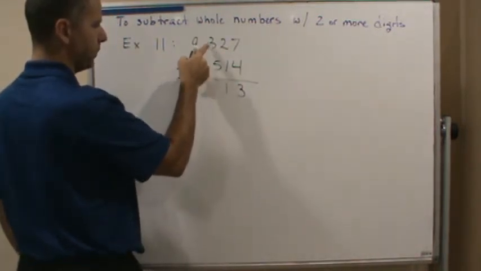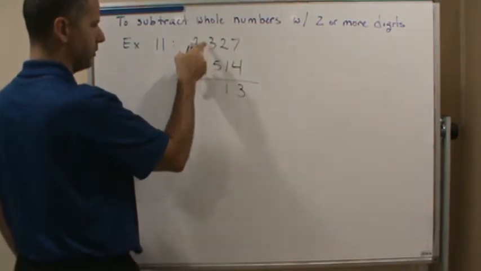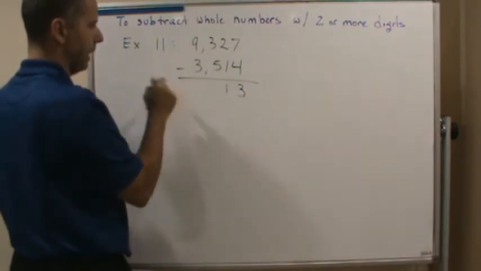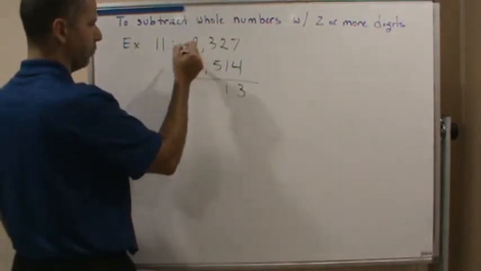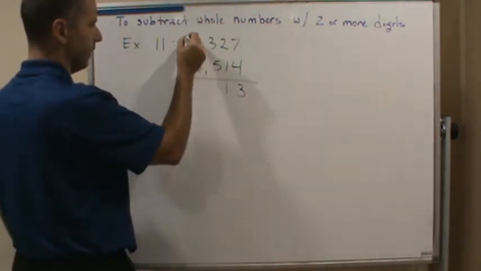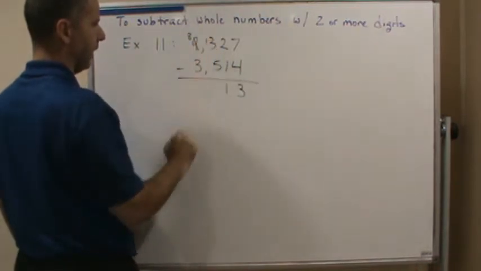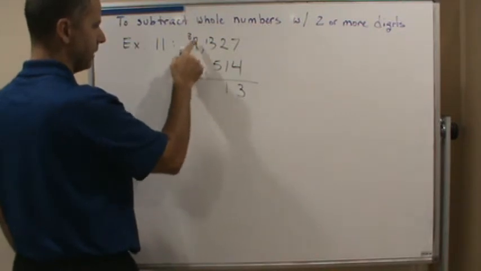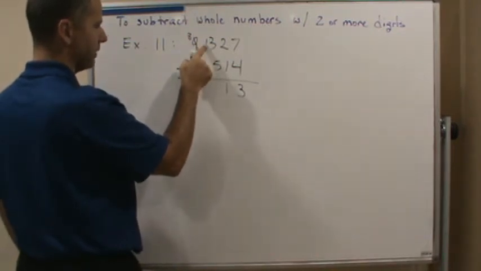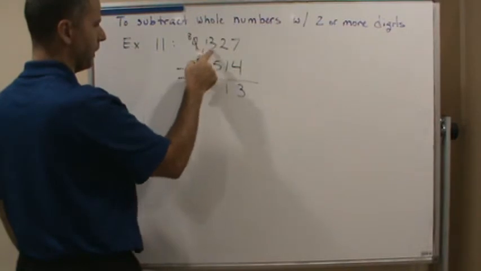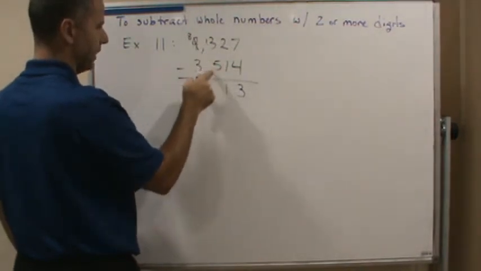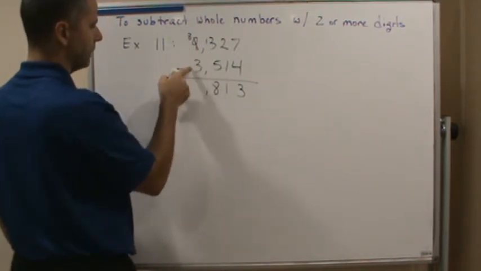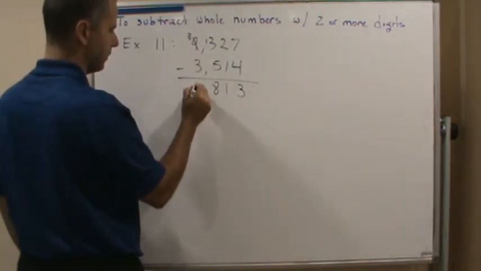So 5 is bigger, so we can't subtract 5 from 3. We don't have enough up here. So we're going to borrow from the column on the left. That means we can just make this an 8 and borrow 10. So we're going to borrow 10 thousands and add them over here to this column. Okay, so this becomes a 13 now. So 13 minus 5 gives us 8. And then we're going to do 8 minus 3, which gives us 5.